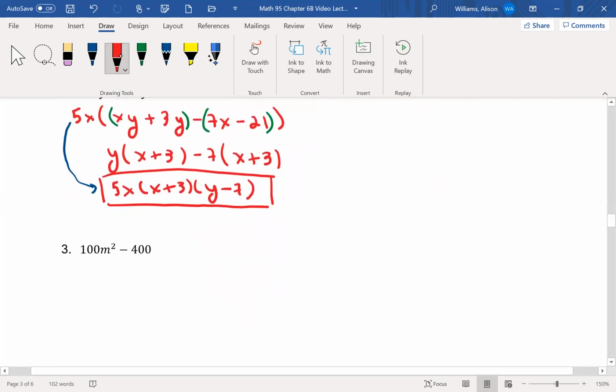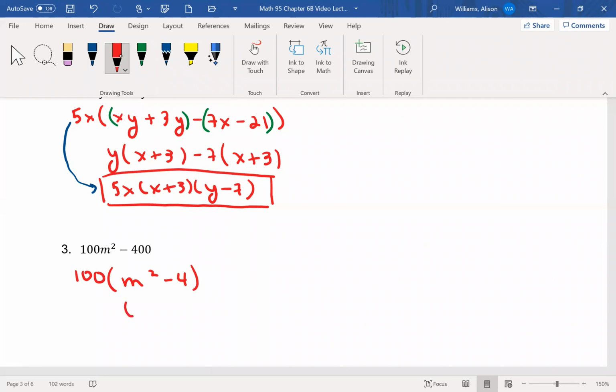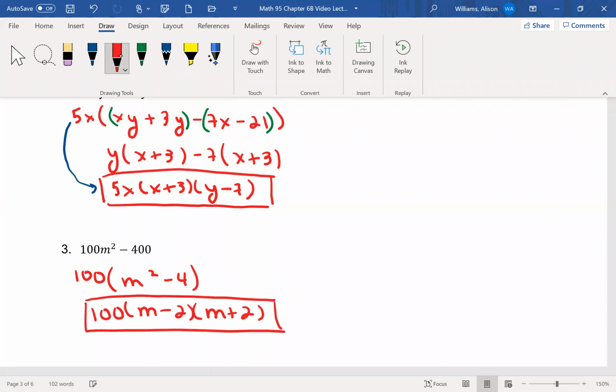All right, let's look at this one. We definitely have a GCF of 100. So that's going to leave me with m squared minus 4. Now what's in the parentheses is 2 terms, which I'm hoping is a difference of squares, and it is. So this is going to factor into m minus 2 times m plus 2, right? Because 2 squared is 4. And then I want to bring down the 100, the GCF, not forget that in my final answer.